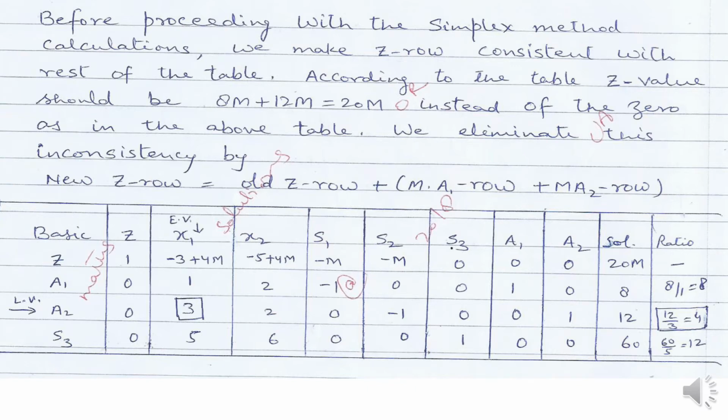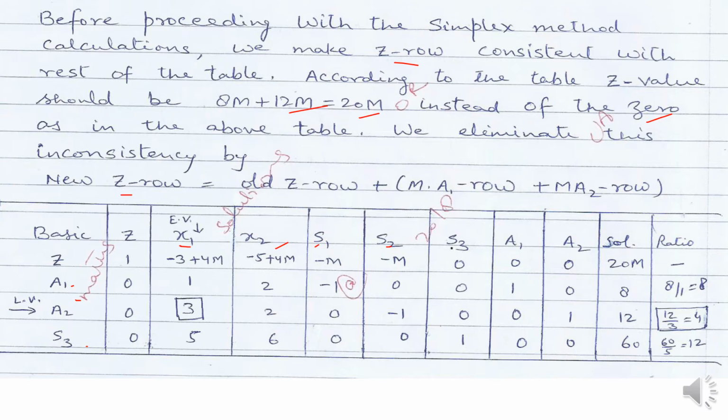So we see what the value of z is when we take x1, x2, s1, s2 as non-basic variables, and a1, a2, s3 as basic variables. Non-basic variables have value 0 and basic variables have values 8, 12 and 60 respectively. When we substitute the values of a1 and a2 in the objective function z, we get the value of z as 8M + 12M, which is 20M. In the previous table we had written the value as 0 instead of 20M, so there is an inconsistency.